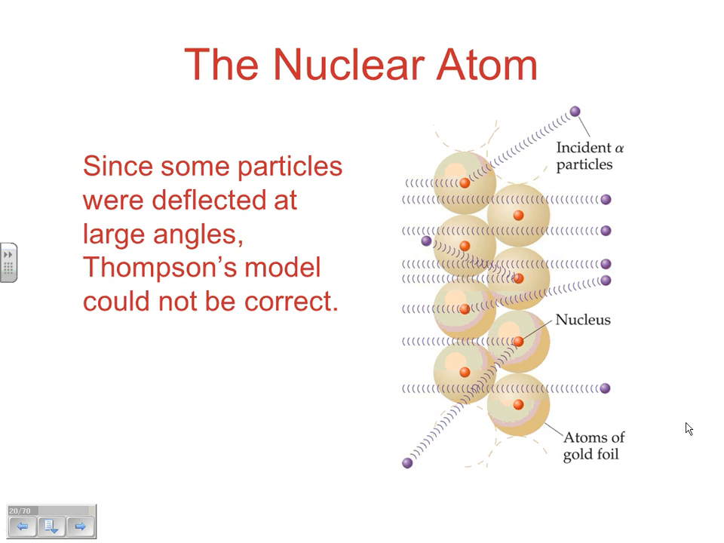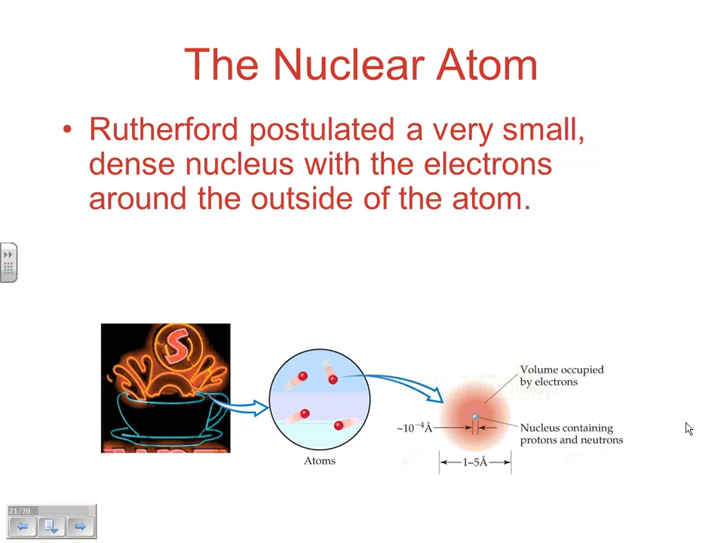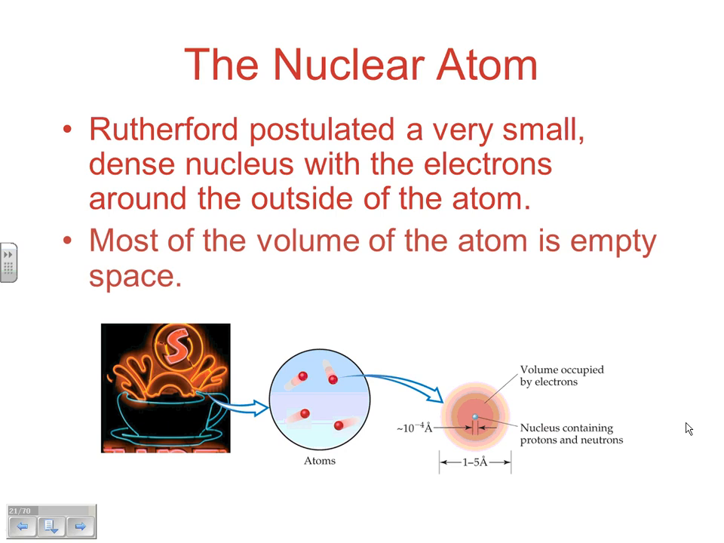So since particles reflected at large angles, Thomson's model could not be correct. The positive charge had to be centrally located into a very, very small space. So most of the atom was empty space, but there was this very small dense nucleus, and the electrons then must be somewhere outside of that nucleus because the nucleus had to be positively charged. So most of the volume would be empty space.